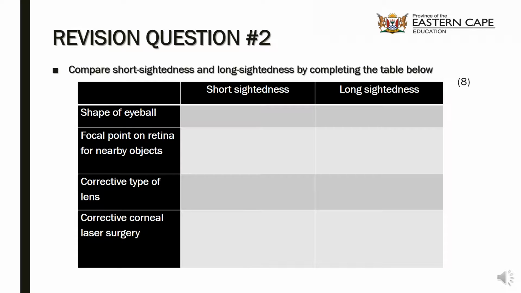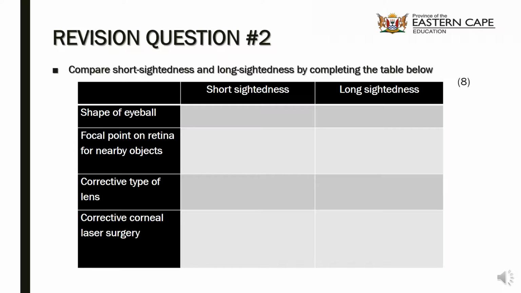Question 2. Now, this is also very nice to do because it gives you a summary of the section that we actually just did. So compare short-sightedness and long-sightedness by completing the table below. The key word there is what? Compare. When this does that, the other also does the opposite. That's what we mean by comparison. Always remember. Right. So let's start by looking at short-sightedness.